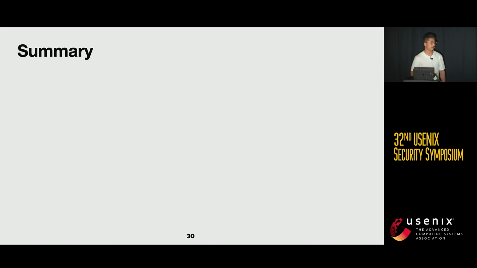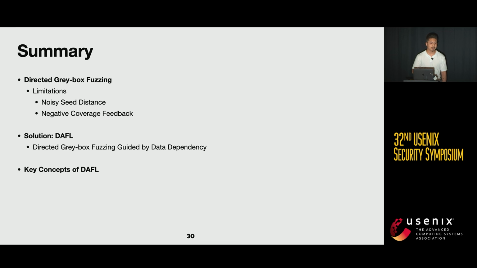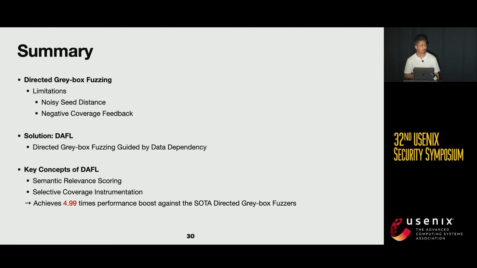Here's a summary of our presentation. Directed gray box fuzzing has some limitations, which are, first, noisy seed distance, and second, negative coverage feedback. The solution we present today is DAFL, directed gray box fuzzing guided by data dependency. The key concepts of DAFL are semantic relevance scoring and selective coverage instrumentation. With these two key concepts, we achieved 4.99 times performance boost against the state-of-the-art directed gray box fuzzers.